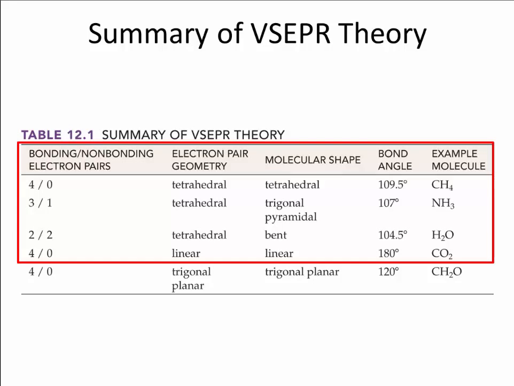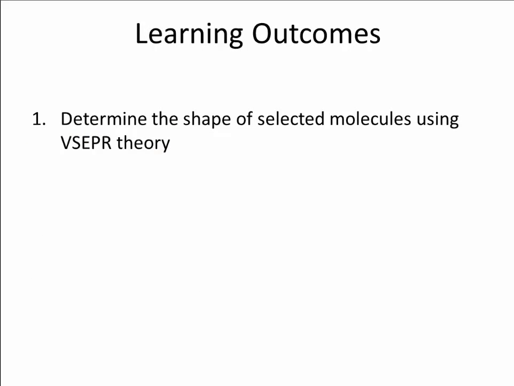In the end, there is a summary of the VSEPR theory in table 12.1 of your textbook. Notice the relationships between the bonding and non-bonding pairs, the molecular shapes, as well as the bonding angles and example molecules for each of the shapes. So in the end, the learning outcome that we've satisfied here is that we should be able to determine the shape of selected molecules using VSEPR theory.